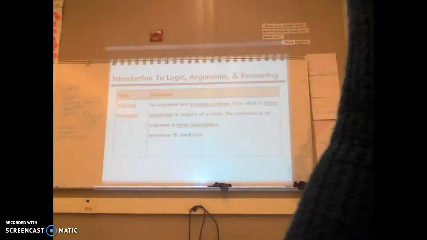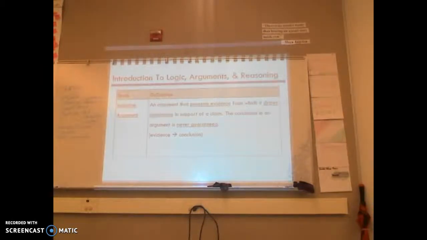Okay, next term. Inductive argument. So there's inductive reasoning, there's deductive reasoning, and there's actually inductive and deductive arguments. And yes, those types of arguments use those types of reasoning. So an inductive argument is an argument that presents evidence from which it draws conclusions in support of the claim. The conclusion in an argument is never guaranteed.